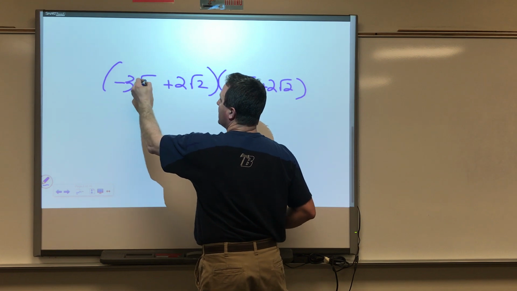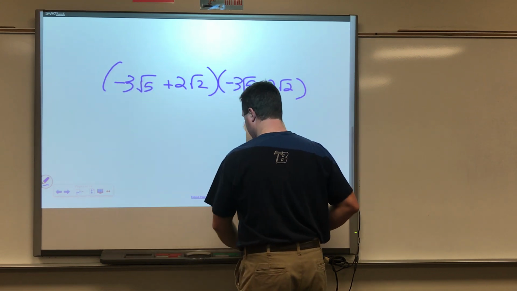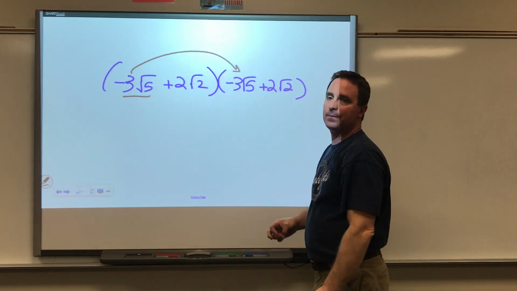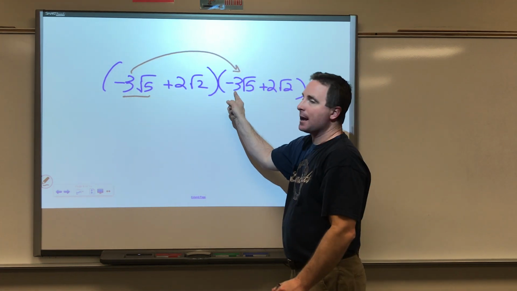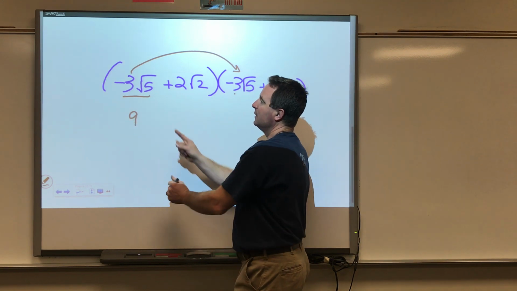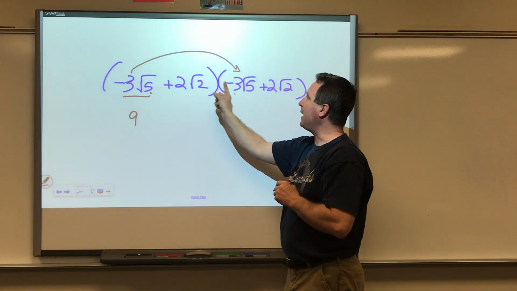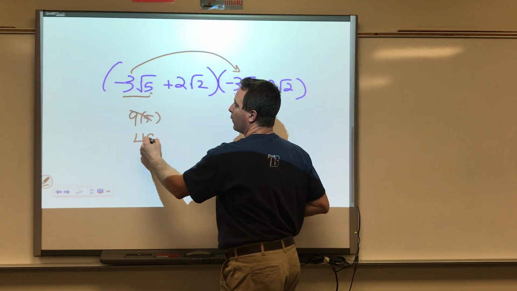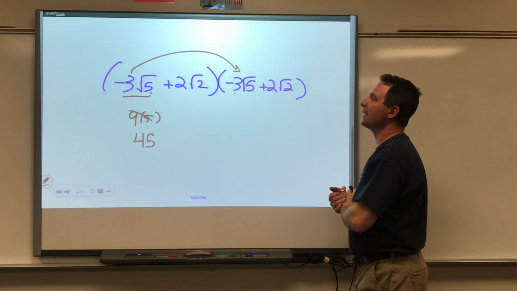So it's negative 3 square roots of 5. Okay, so I'm going to take this first one and I'm going to distribute. Negative 3 times negative 3 is 9. And then the radical part, the square root of 5 times the square root of 5 is just big 5. And 9 times 5 is 45. So that first term turns into just a regular 45.